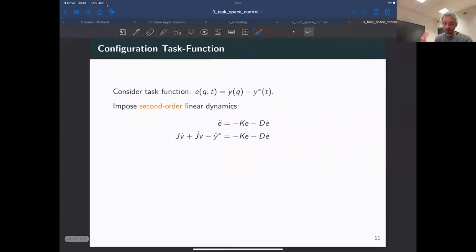What we care about is figuring out the dependency of this E double dot. And well, the math is always the same. You just take the derivative once, you take it twice, you use the chain rule to express things through the Jacobian of the function Y, and you get this expression J V dot plus J dot V minus Y double dot star. And you can move everything which is not dependent on V dot to the right hand side, so it becomes clear that you have an affine function.